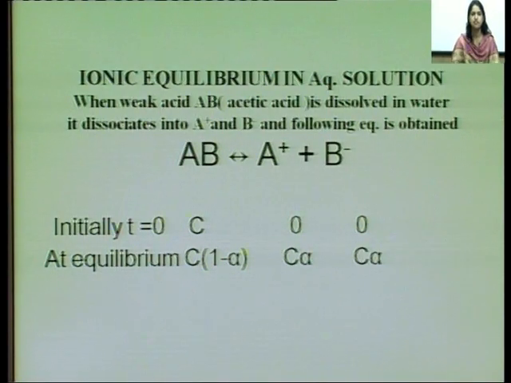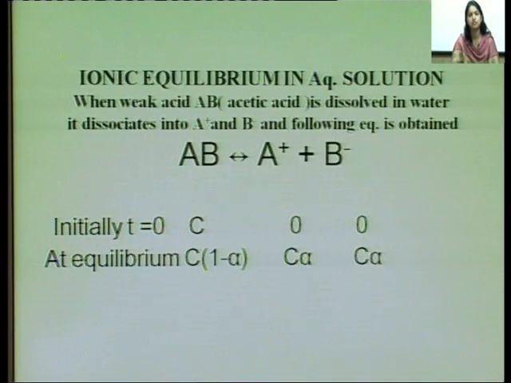Let us consider that there is a weak acid, for example, AB is a weak acid. Let us suppose AB can be acetic acid because acetic acid is a weak acid. I have already explained what are weak acids. These ionize partially or to a small extent. When this acid is dissolved in water, it dissociates into A positive, that is cation, and B negative, that is anion, and the following equilibrium is obtained.